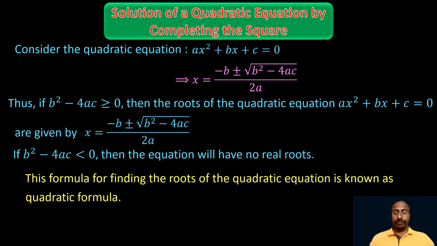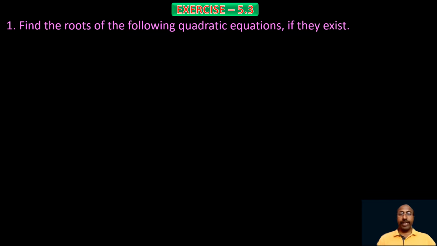Okay, students, let us solve some problems in exercise 5.3. Find the roots of the following quadratic equations if they exist. So first one, 2x square plus x minus 4 equal to 0. Why is it given that if they exist? Just now we discussed that if b square minus 4ac is less than 0, then the equation will have no real roots. That's why it is given: find the roots of the following quadratic equations if they exist.